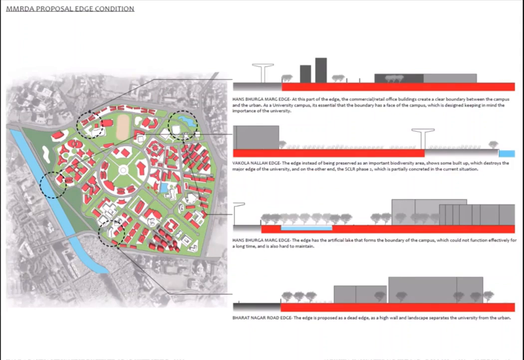The MMRDA edge was also studied, and as mentioned before, this part of the edge also has many retail buildings on the Hansburga edge, but along with that, it also has the boundary wall which divides the campus from the urban fringe.